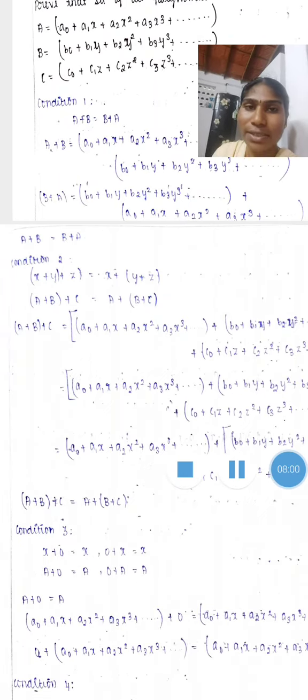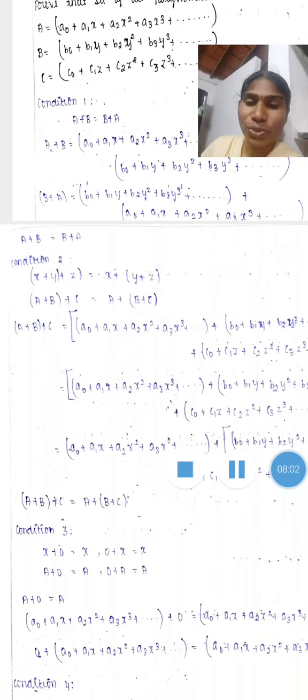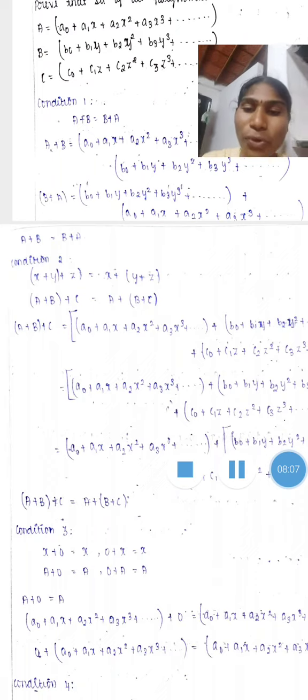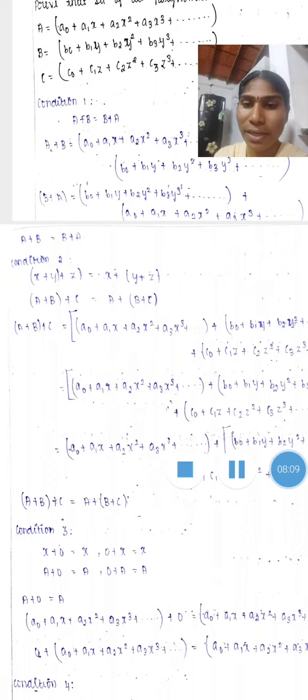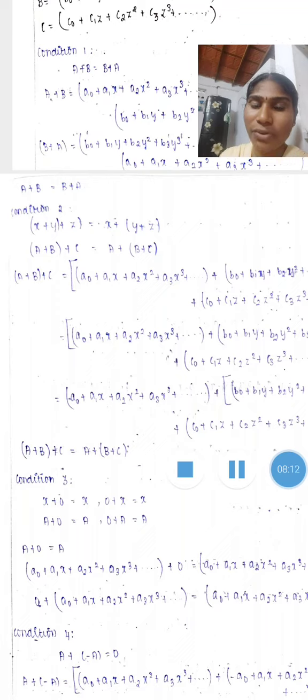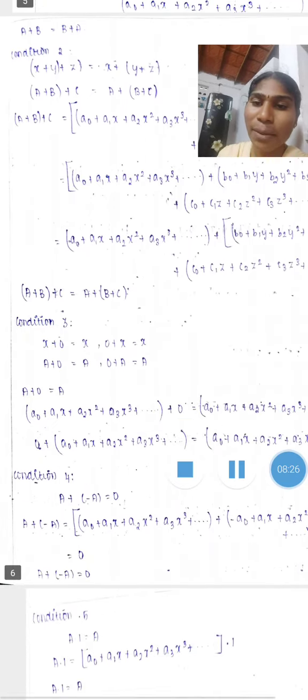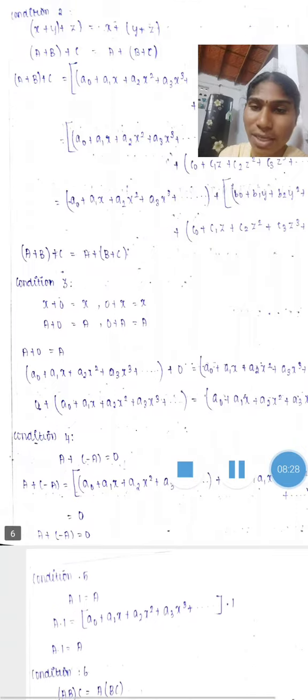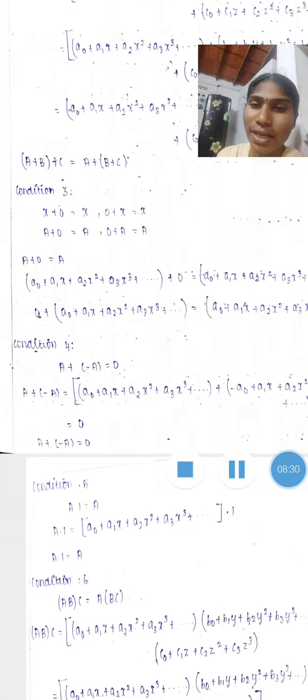Next condition 2, the associative law: we have to prove (A plus B) plus C is equal to A plus (B plus C). So A plus B plus C, A is defined by a0 plus a1x plus a2x square plus a3x cube plus b0 plus b1x plus b2y square plus c0 plus c1z plus c2z square plus c3z cube. So we combine all those things, and we get (A plus B) plus C is equal to A plus (B plus C). And also addition: A plus 0 is equal to A, 0 plus A is equal to A.